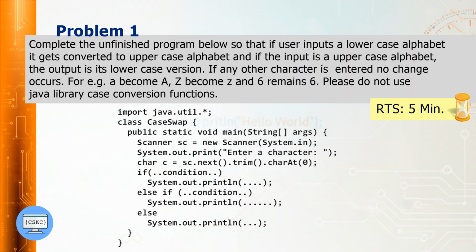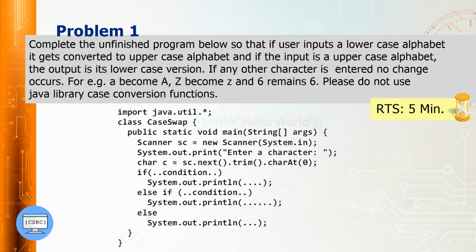Complete the unfinished program below so that if the user inputs a lowercase alphabet, it gets converted to uppercase alphabet, and if the input is an uppercase alphabet, the output is its lowercase version. If any other character is entered, no change occurs. For example, small a becomes capital A, capital Z becomes small z, and 6 remains 6. Please do not use Java library case conversion functions.